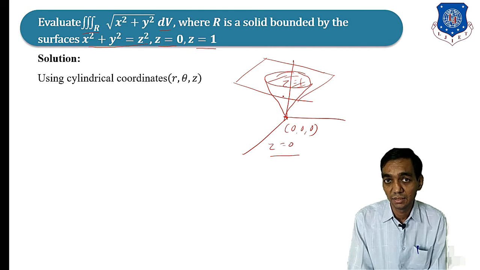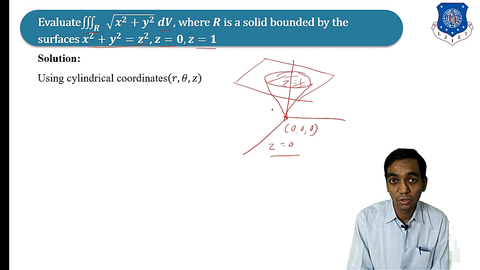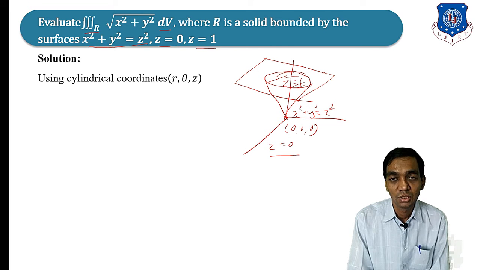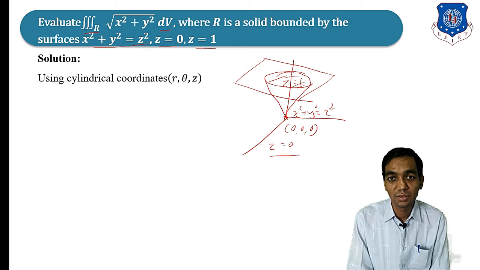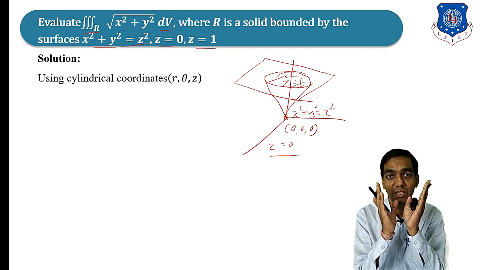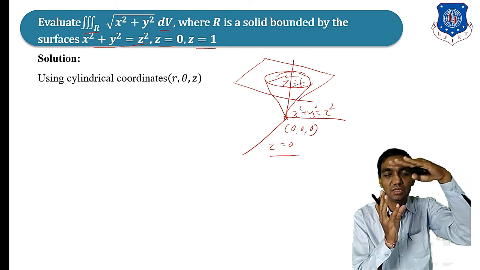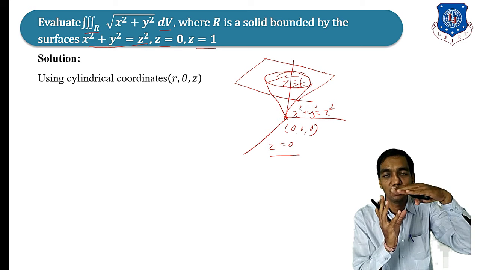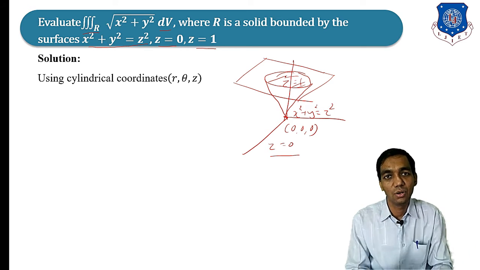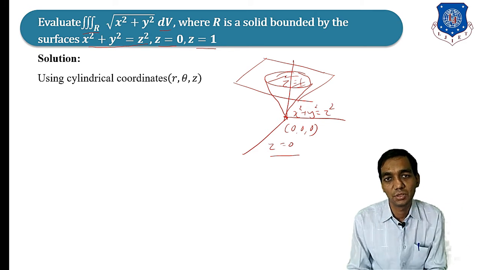It is not like that. See, your volume is bounded by 3 surfaces. The first one is the cone x square plus y square is equal to z square, and the second ones are z is equal to 0 and z is equal to 1. So the volume will be between your cone and the upper surface, correct? Whatever volume is contained by the cone, that is the inside part of the cone.